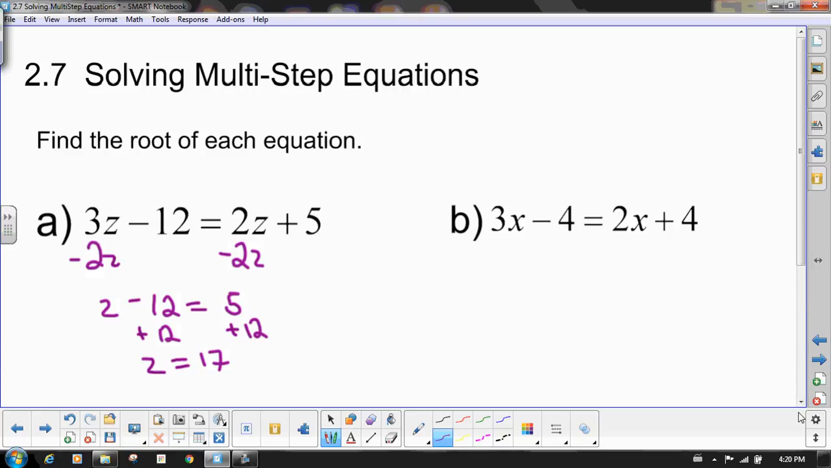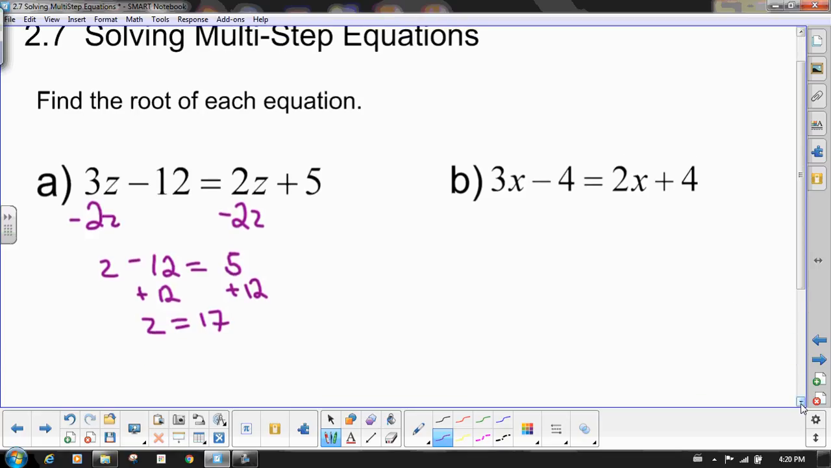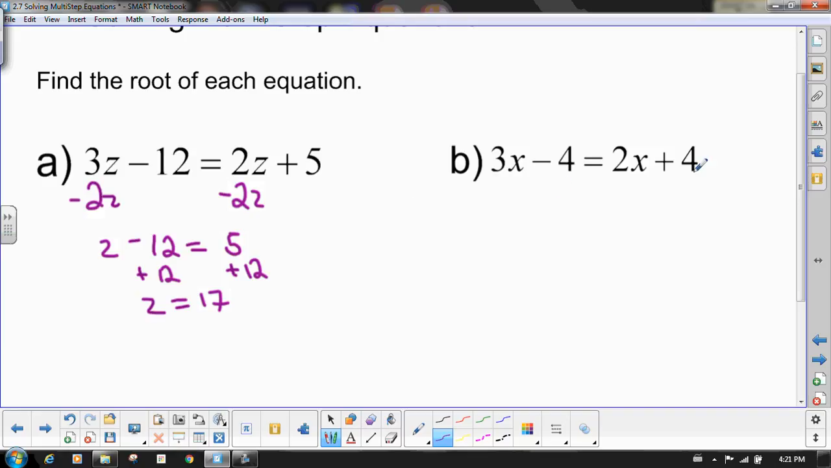Now, if we were to do the example in letter B, it's the same idea. But in this example, instead of moving the 2x like I did in letter A, I'm going to move the 3x. So just to show you a different way of doing it. So the 3x is here, it's positive. The opposite of an addition of 3x is a subtraction. So I'm going to subtract 3x here.